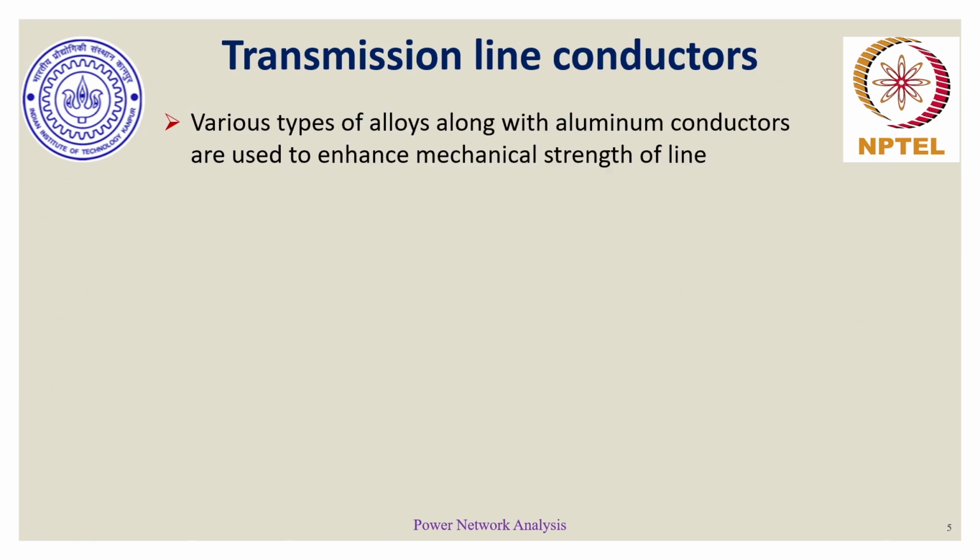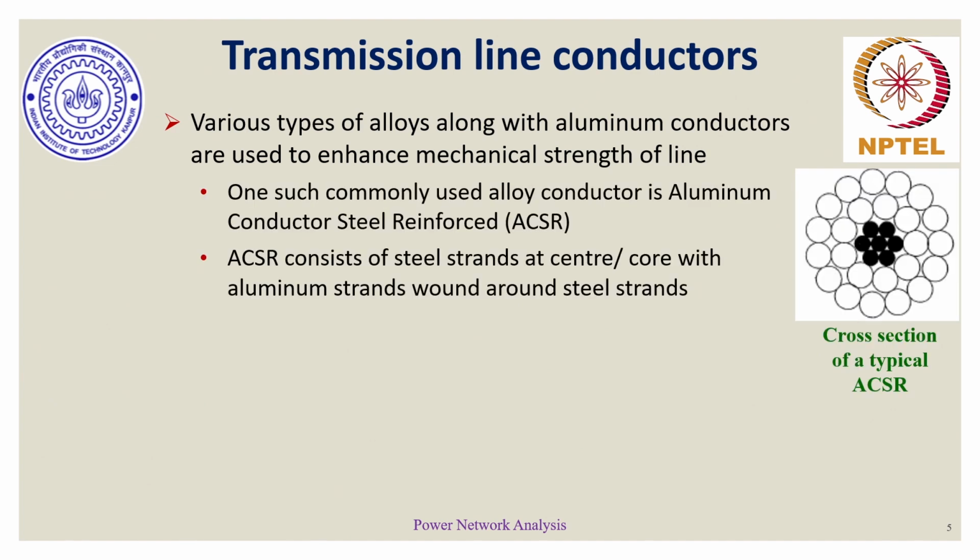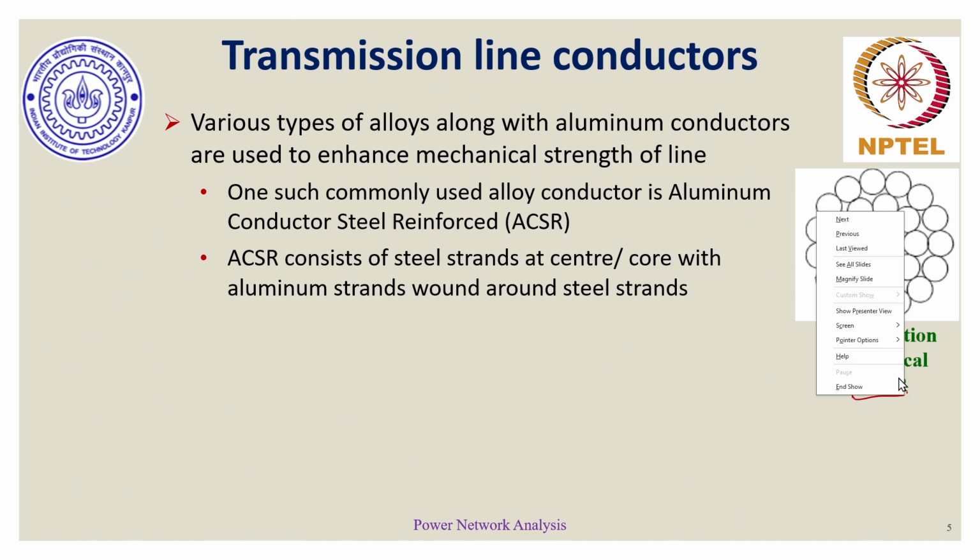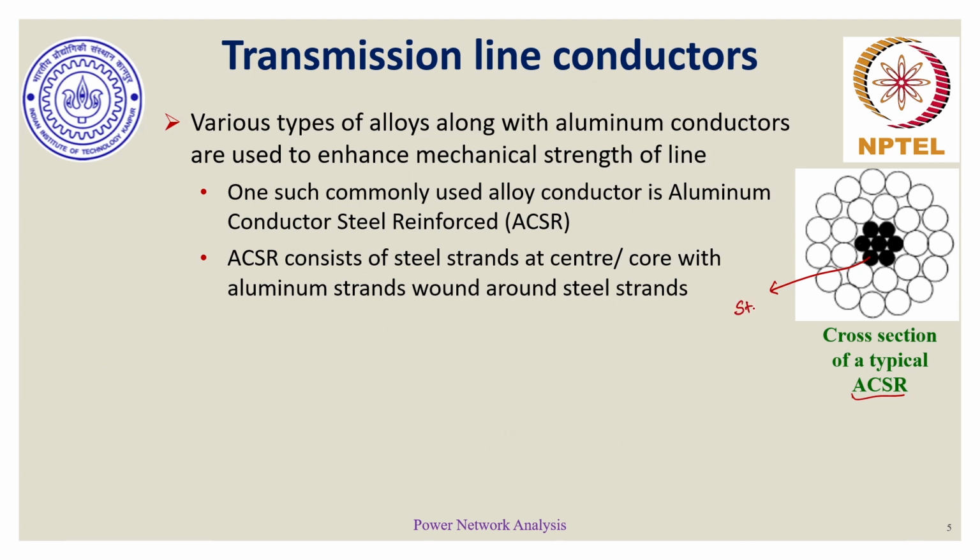There are different types of alloys which are being used along with aluminum conductors to enhance the mechanical strength as well as improve the electrical property. One such common conductor in the power network domain is known in short as ACSR conductor, which is nothing but aluminum conductor steel reinforced. The cross-sectional view of a typical ACSR conductor is shown over here, where the black strands are made up of steel, and the periphery conductors which are wound along the steel conductor are made up of aluminum or corresponding alloy.